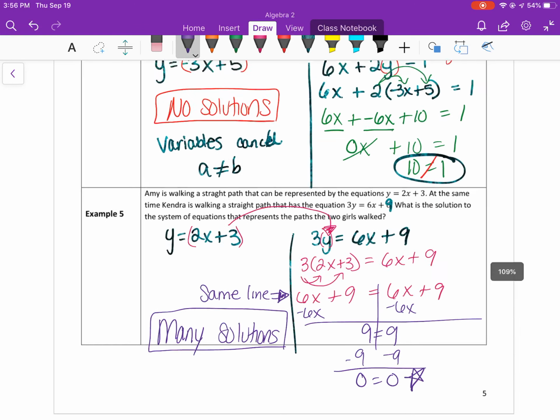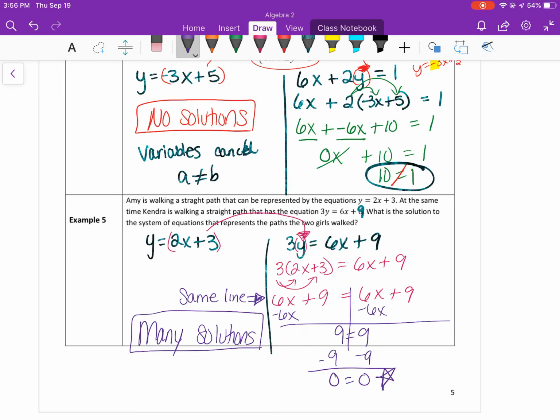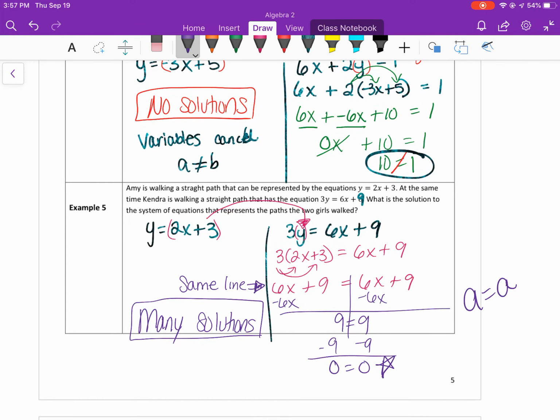So the difference between no solution is that I had like 10 that doesn't equal 1. And many solutions is I had 2 things that were the same. So it'd be like A equals A, and that's true, so that's many solutions. So the variables still cancel, you're left with constants, but they're the same number. So that's the difference there. Okay, so that wraps it up for notes. So you can stop here.